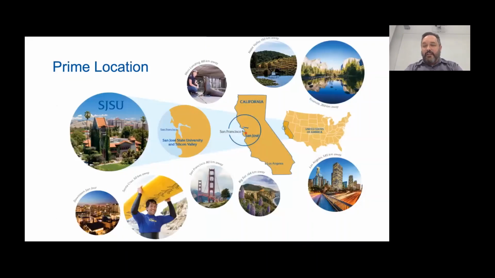So this is our prime location. You'll see the map of the United States here where California is located. Close by to San Francisco, close by to Santa Cruz, and we are located in downtown San Jose. We're right next door to the San Jose International Airport. You'll see a picture there, the first picture says SJSU. That's the picture of campus. We're in Silicon Valley, so we actually are in, of course, the valley. You'll see the mountains in the picture. It's a beautiful campus in downtown San Jose.